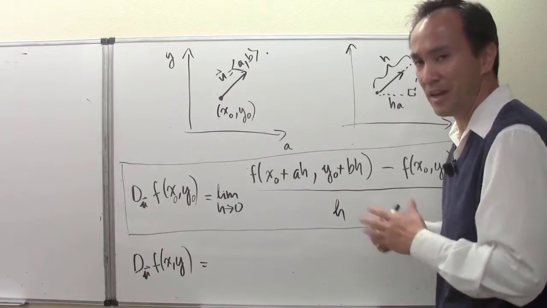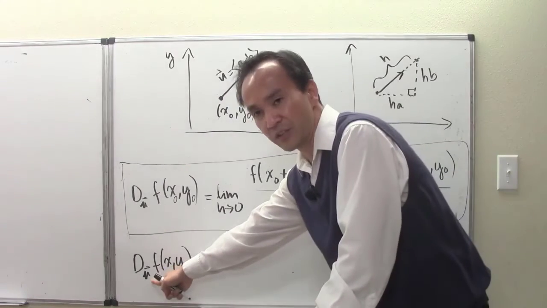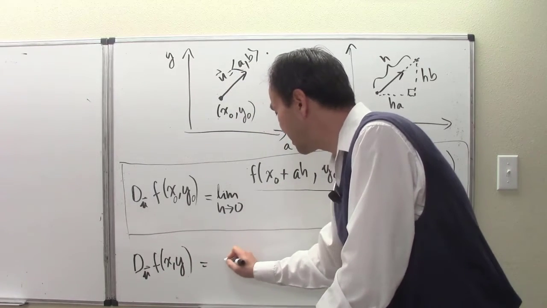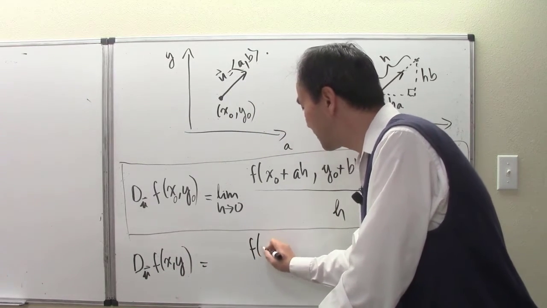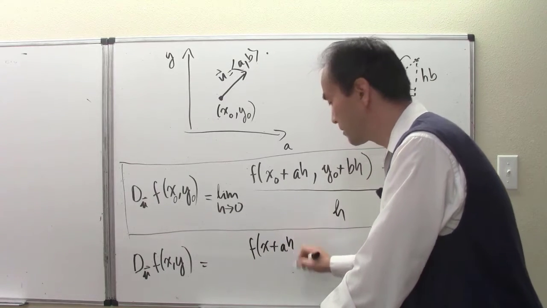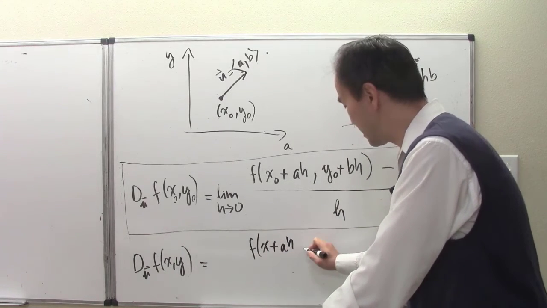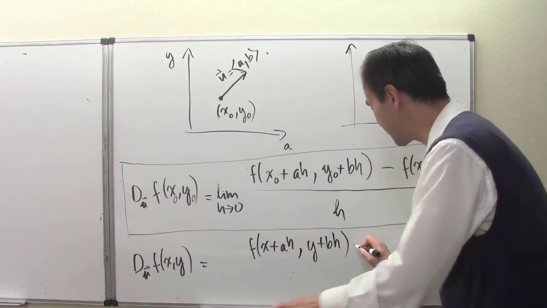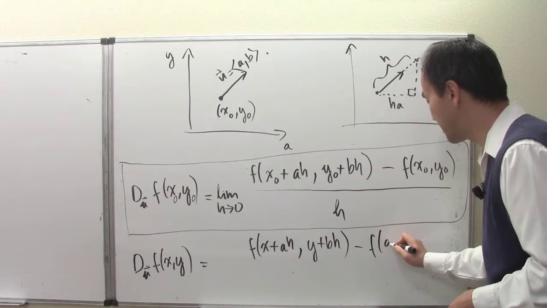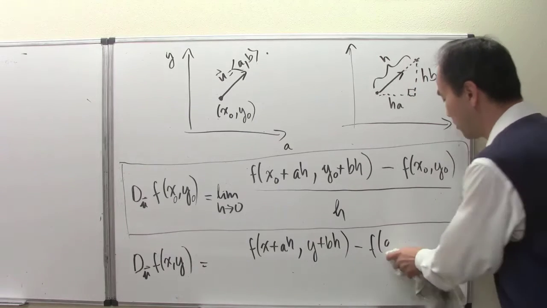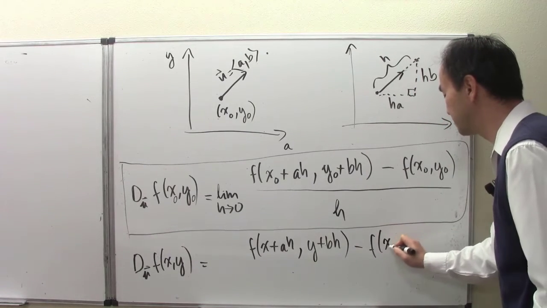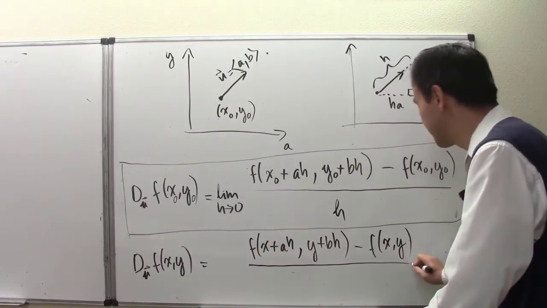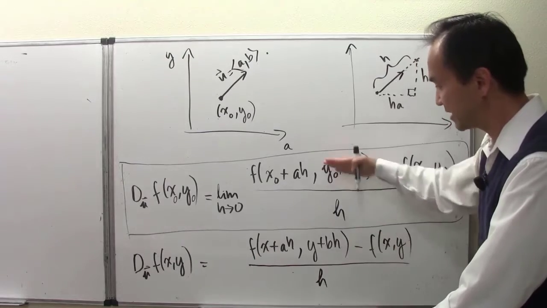Any directional derivative in a given direction of the vector u of a function f of x comma y can be found by f of x plus ah, comma y plus bh, and we take the difference with the function value at x comma y for any arbitrary x comma y value, and then over h. See that exact same difference quotient.